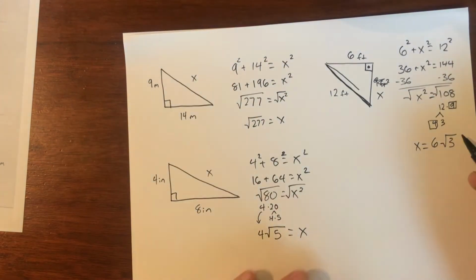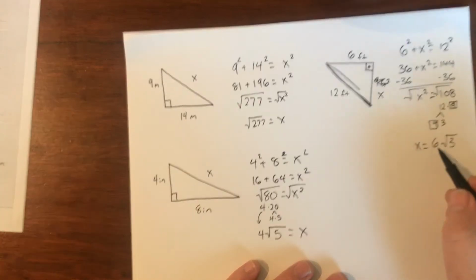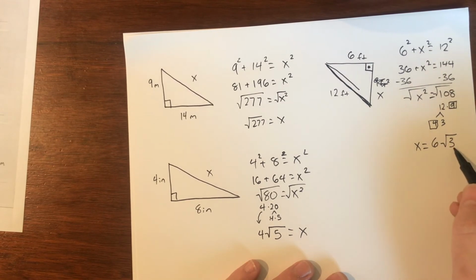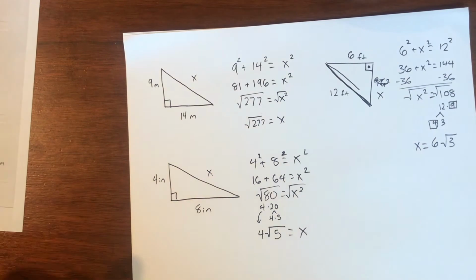If you're ever curious if you mess this up, square this. 6 squared is 36, right? And then multiply it by that. 36 times 3 is 108. You're good.